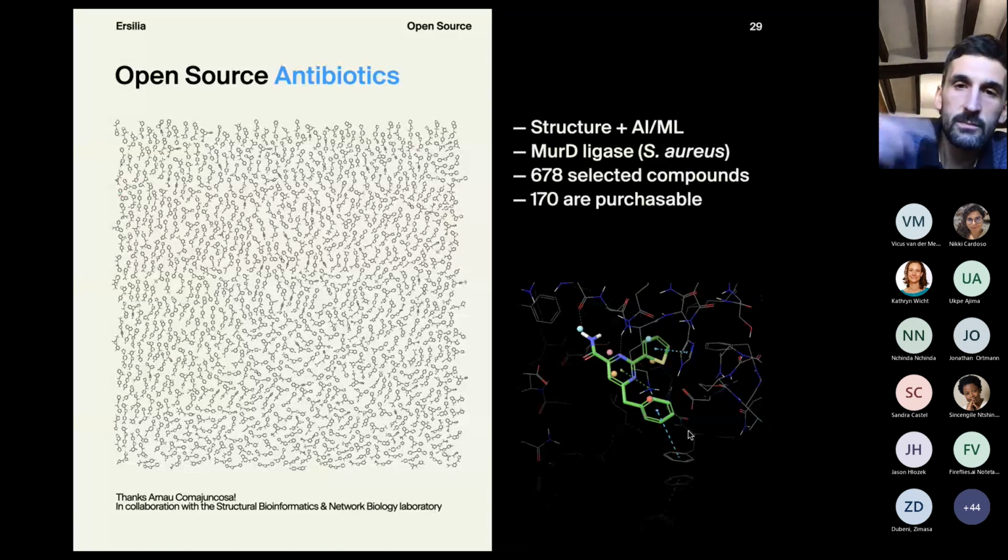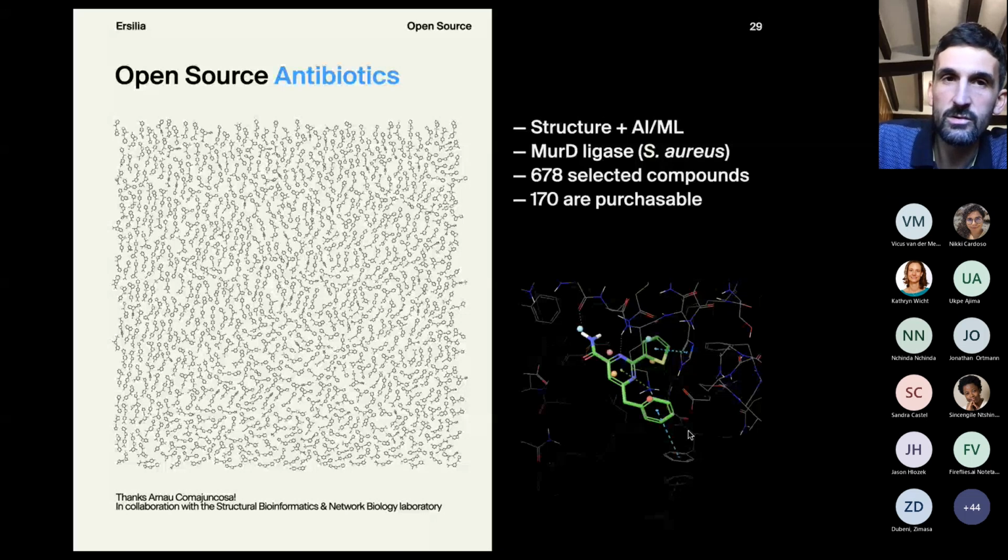When we did that generation, again of different structures, we came up with about 700 compounds. Almost 200 of them were already purchasable from Enamine, and we have actually purchased, I think, 25 of them, and they are currently testing them at the Open Source Antibiotics Consortium. So we are getting there slowly.